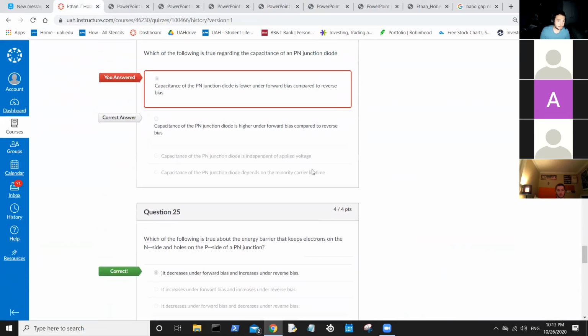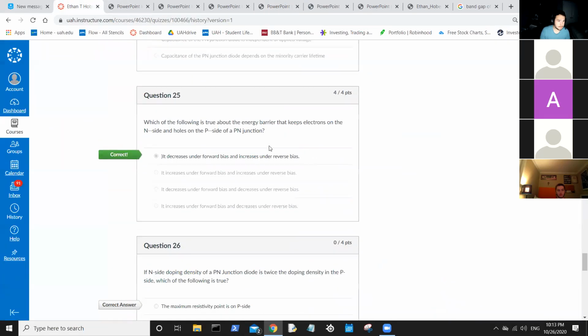So what did we do? Let's look at this. Which of the following is true about the energy barrier that keeps electrons on the N side and holes on the P side of a PN junction? This is straight out of true and false again, just with more possibilities. Well, that energy barrier it's referring to is our electromagnetic field that's in the depletion region.